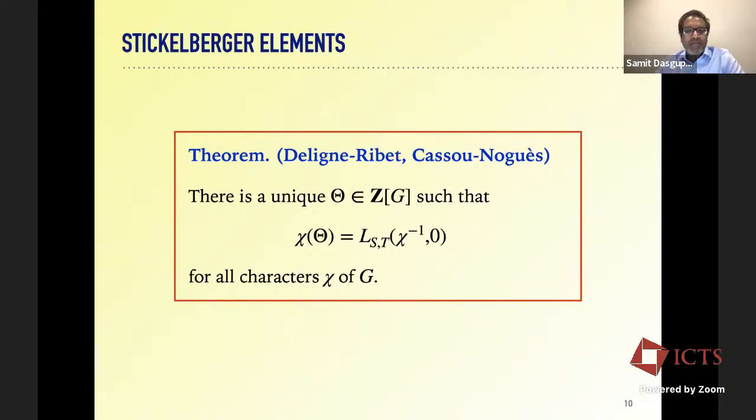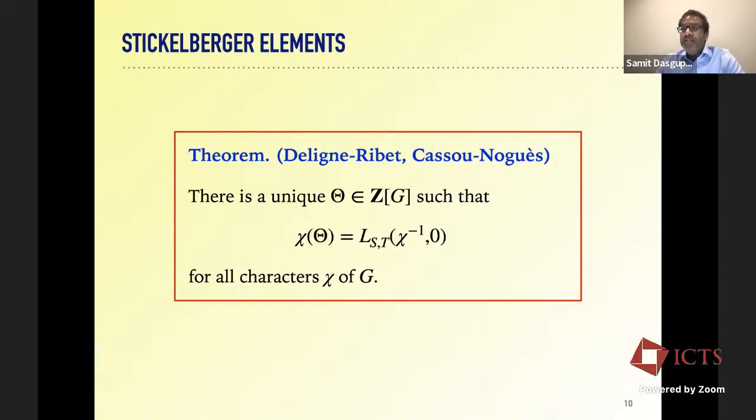So let me just remind you. The alternate perspective on the statement of the Brumer-Stark conjecture that we gave: there was this Stickelberger element, we called it. It's an element of the integral group ring Z[G] that interpolates the L value. So it's the unique element in C[G] such that chi of theta is equal to the L function that you're interested in. And the theorem of Deligne, Ribet, and Cassou-Noguès is that this element lives in the subring Z[G], the integral group ring.